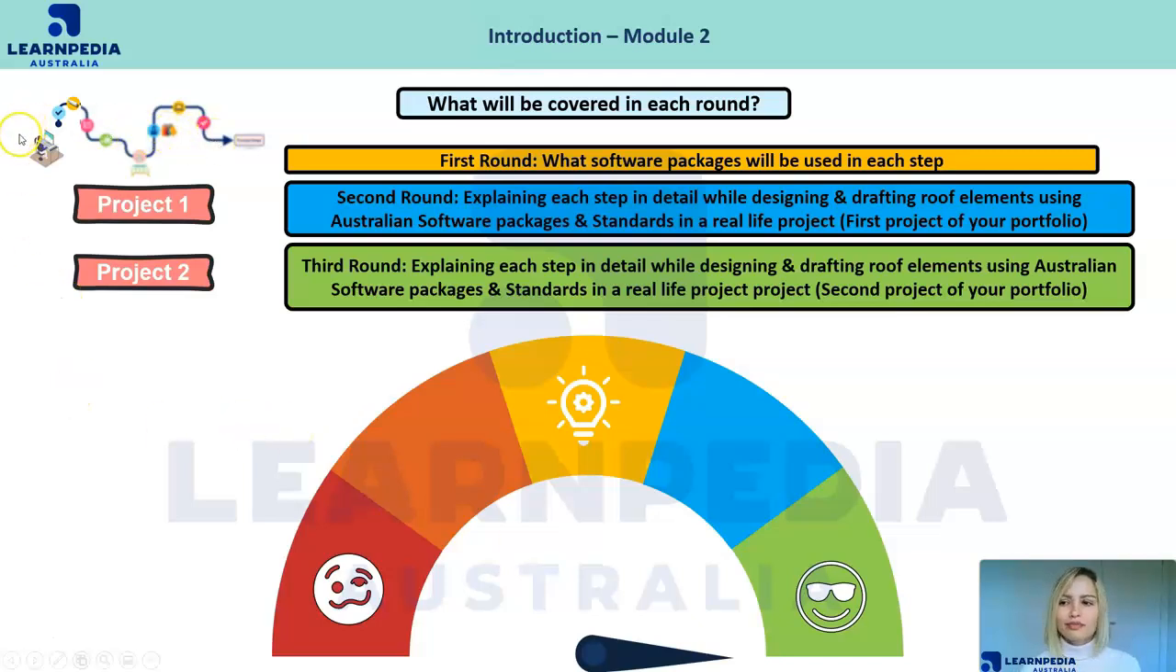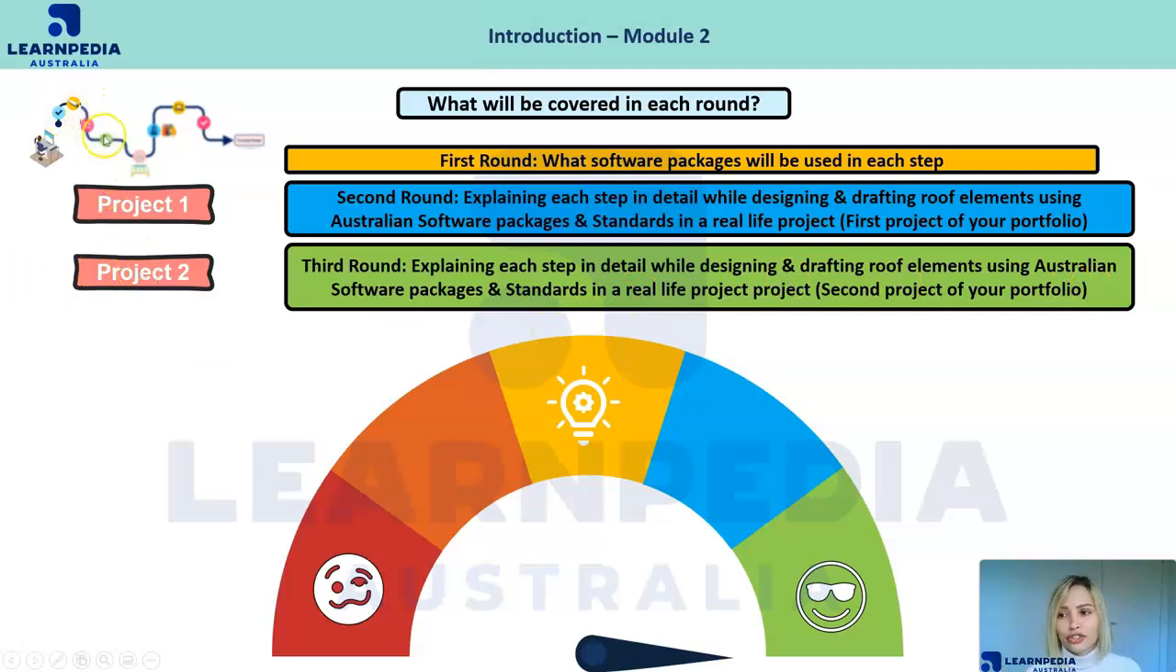The first round, just explaining the steps and the codes, the clauses, and all the tips that you need to consider in your design and so on. Then I run you through the steps again, but as we work on the first project. So we design the roof elements in project 1 following the steps, so you know how to use these steps in real life projects. Then the third time, again explaining each step while designing and drafting roof elements.